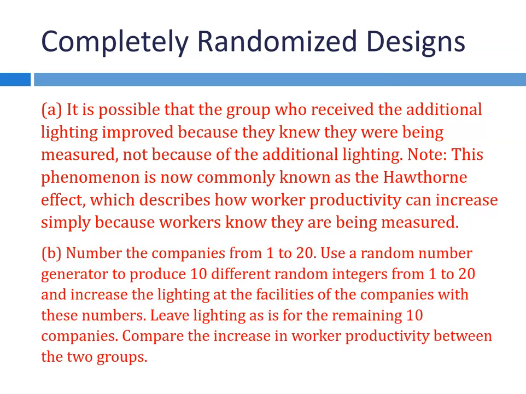So let's describe how I would design an experiment, a completely randomized design, mind you. We want to number the companies from 1 to 20. You can use a random number generator to produce 10 different random integers from 1 to 20 and increase the lighting at the facilities of these companies with these numbers. Leave the lighting as it is for the remaining 10 companies and then compare the increase in worker productivity between the 2 groups. Again, you could have used a different method. It didn't say how to randomize them.